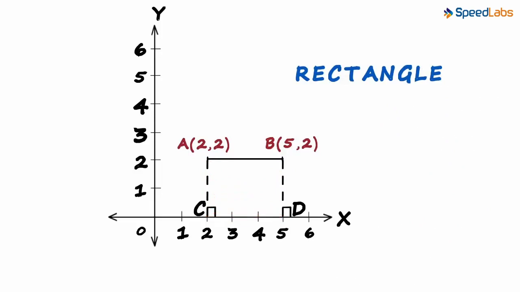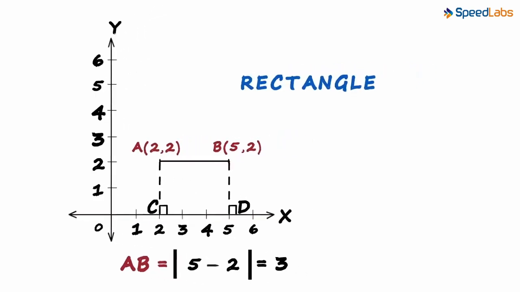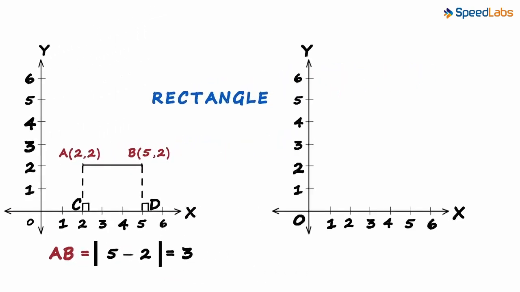We have seen how we can find the lengths of segments which lie on one axis. Length of CD will be absolute value of 5 minus 2. It means that length of AB will be absolute value of 5 minus 2, which equals 3. So even if the line is parallel to the x-axis, the length will equal the absolute value of the difference of the x coordinates.